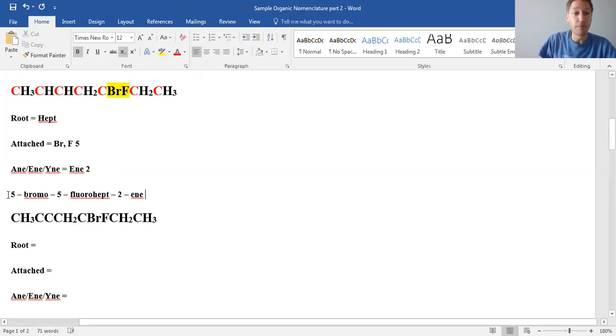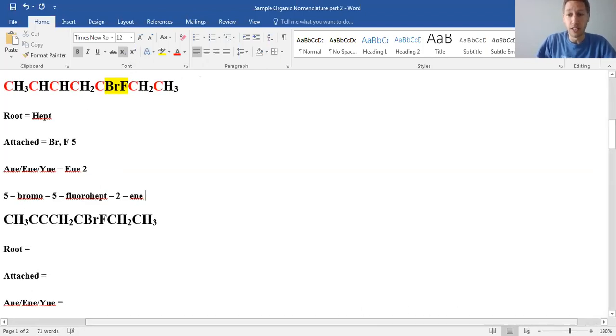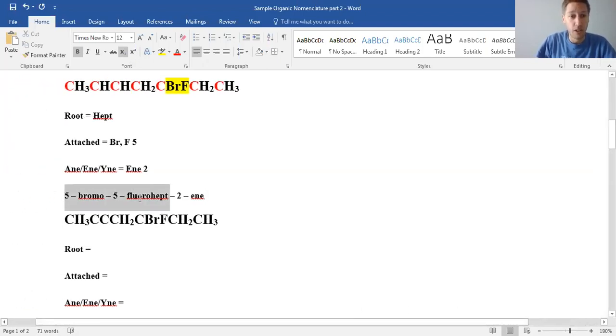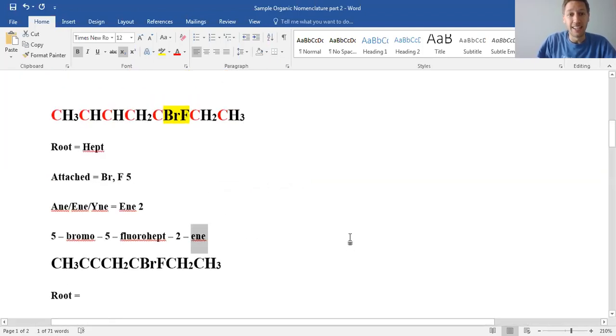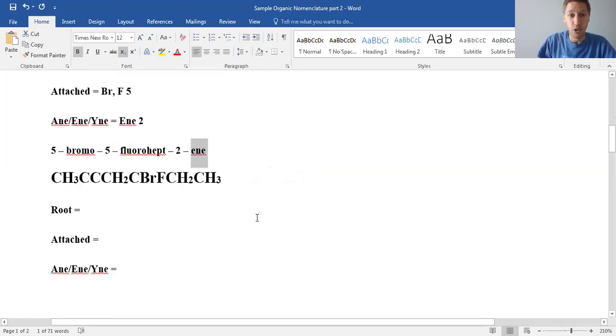So again, this name here is telling us everything we want to know about the molecule. It says that on the 5th carbon, there's a bromine. On the 5th carbon, there's a fluorine. The chain length is 7 carbons long. And on the second carbon, we also have a double bond. So again, it's a lot to say, but the good news is everything means something. There's no exceptions.